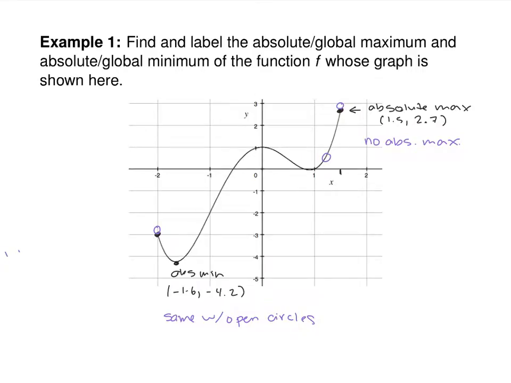So, for example, if I drew this picture, that has no absolute min, no absolute max. If I drew that picture, there's still an absolute min and an absolute max. Does that make sense? Okay. So the point is open circles can't be highest or lowest. Also, something like that function going on forever would have an absolute min but no maximum because it goes to infinity.